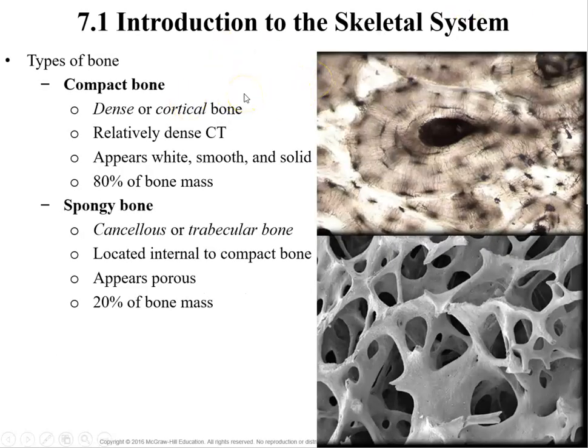So you have two types of bone. You're going to have compact bone and spongy bone. Compact bone is also called dense or cortical bone, and it's a relatively dense connective tissue. It appears white, smooth, and solid, and it's 80% of your bone mass. Spongy bone is called cancellous or trabecular bone. It's internal to the compact bone, so it's on the inside. The compact bone essentially forms kind of like a husk around the bone itself. Spongy bone appears porous, and it only makes up 20% of the bone mass.